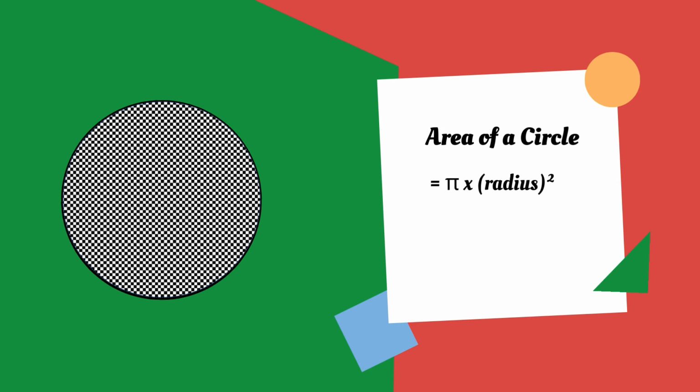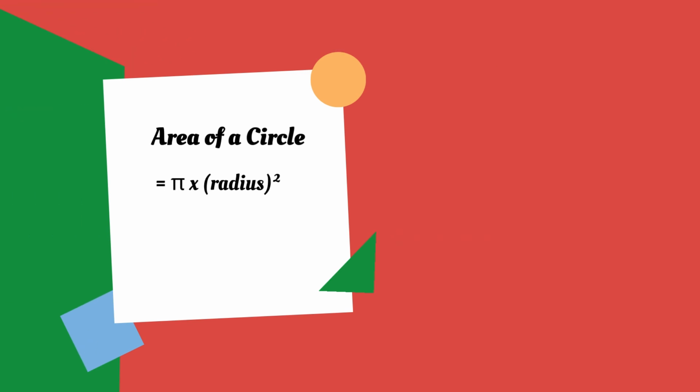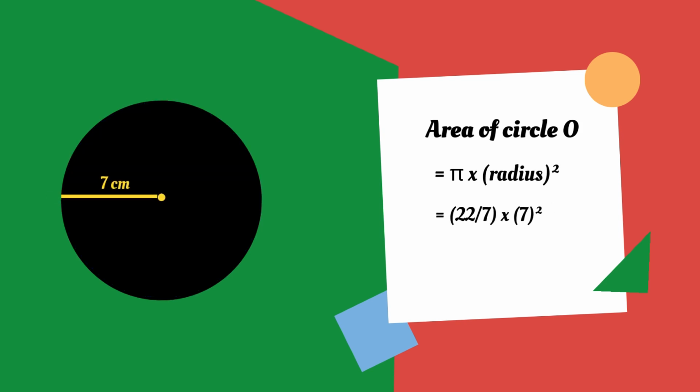The area of a circle is the product of pi and the square of its radius. Let us now calculate the area of a circle having a radius of 7 cm. The formula for the area of a circle is the product of pi and the square of its radius. Replacing the radius by 7 centimeters, we get the area as 154 centimeters square.